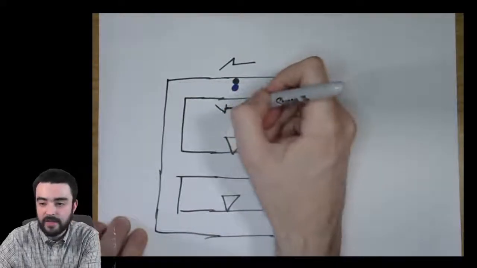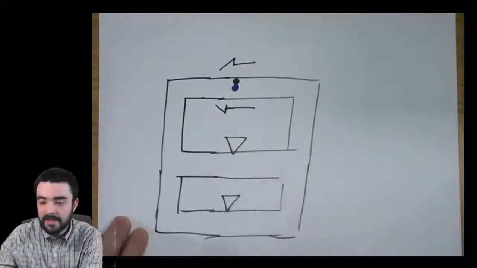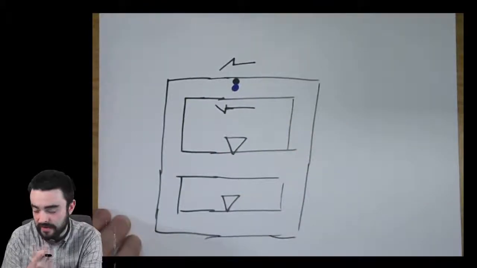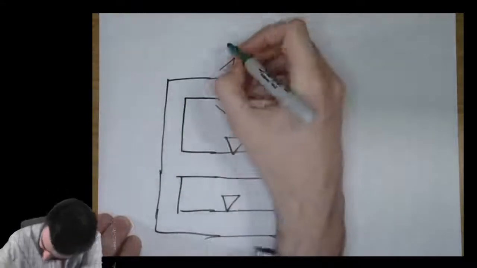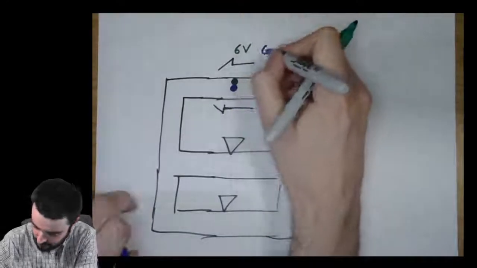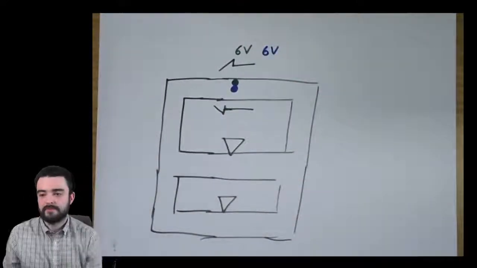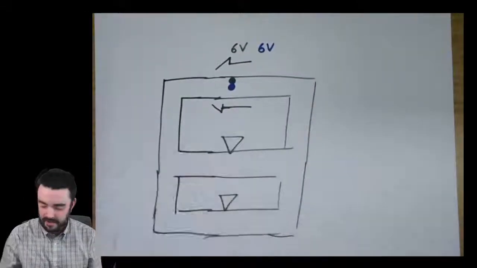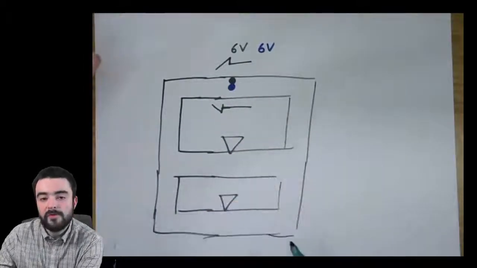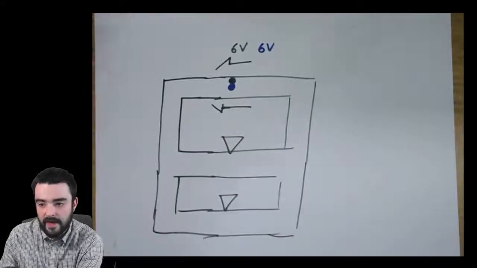So at this point, they are provided their energy by the power supply. Or rather, the power supply is pushing them, giving them a certain amount of energy. So they start off at 6 volts and 6 volts. That's the amount of energy per charge. That's what they've been given. They've got to drop off all their energy before they make it back.